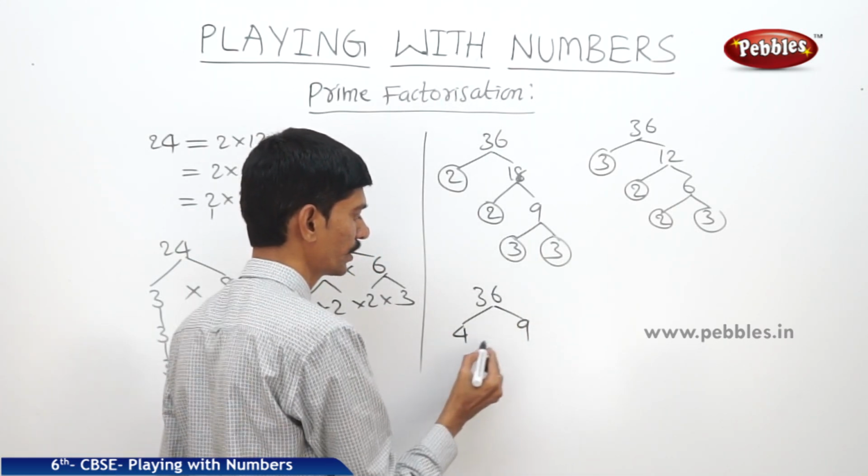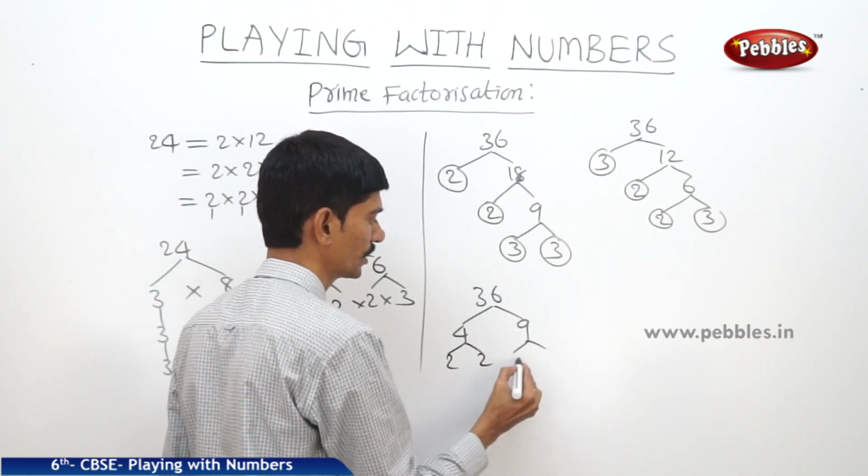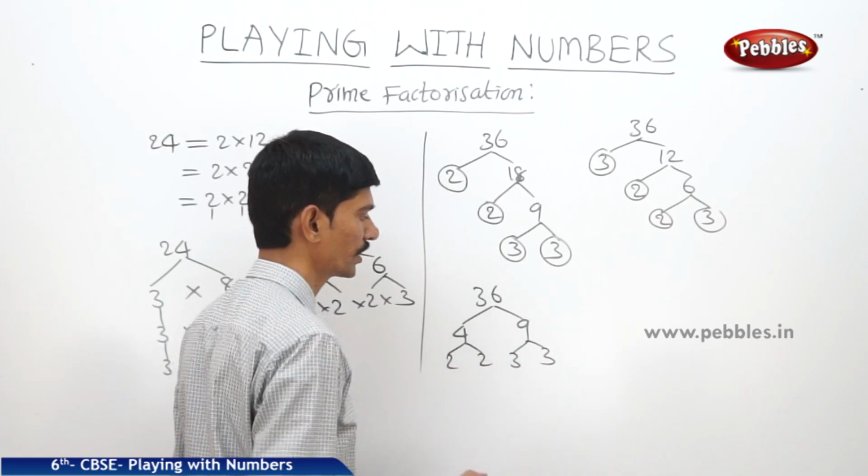So both 4 and 9 are not prime numbers, so we can write 4 as 2 2s are 4, 9 can be written as 3 into 3. So here 2, 2, 3, 3 are the prime numbers.